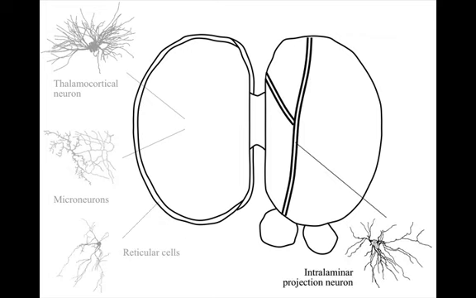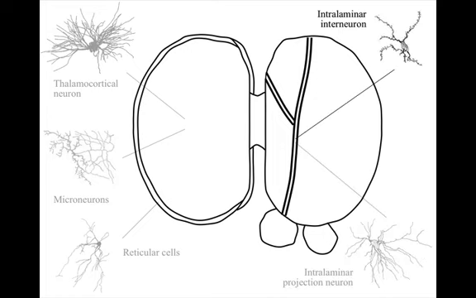Then there are the neurons located in the midline and the intralaminar nuclei. These are excitatory projection neurons, but they have fewer and rather less spiny dendrites than the thalamocortical projection neurons. There are also inhibitory interneurons that have lots of small, short side branches, maybe a bit similar to spines.